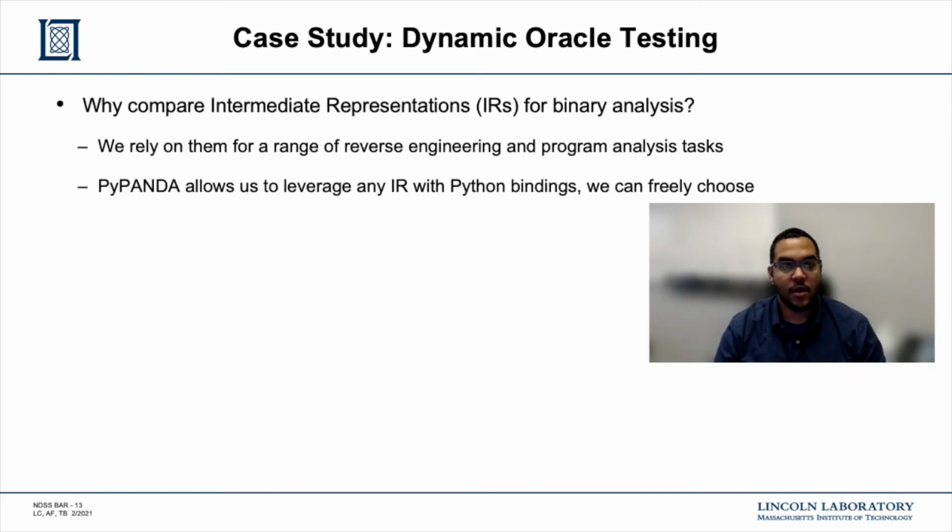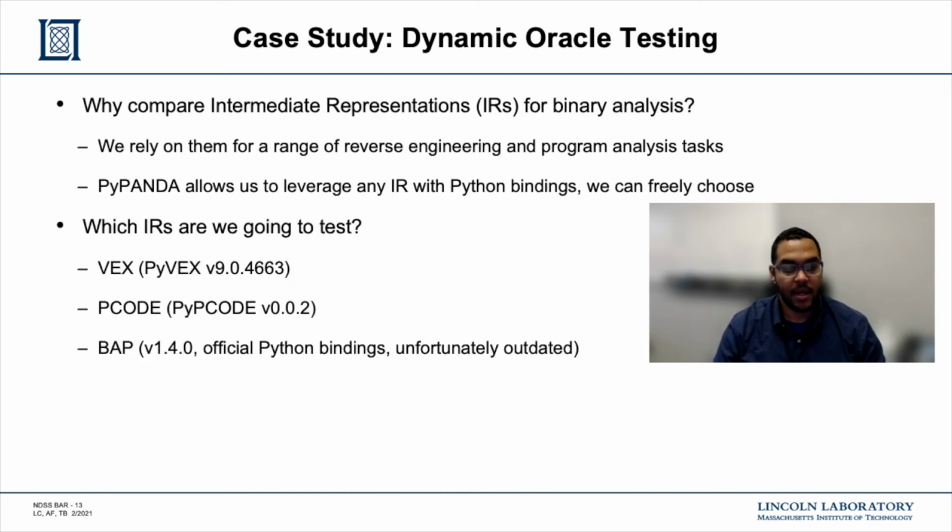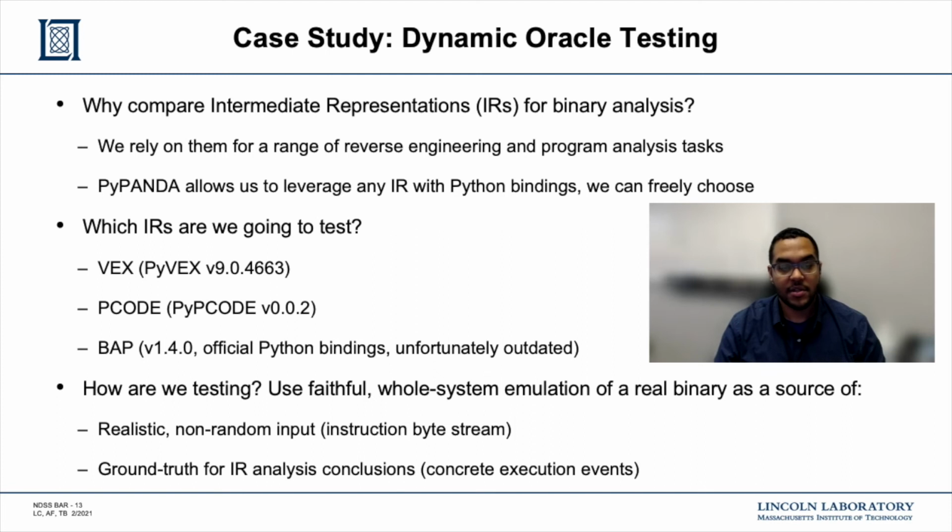In this use case, we are going to be comparing intermediate representations, or IRs, for binary analysis. Now, a comparison is of interest because we rely on IRs for a range of reverse engineering and program analysis tasks, and because PyPanda lets us leverage any IR with Python bindings, so an analyst is free to choose the best tool for the job. The IRs under test are Vex, Pcode, and BAP. Though we use the latest Python bindings for each, unfortunately, that does not mean we can test a modern version of BAP.